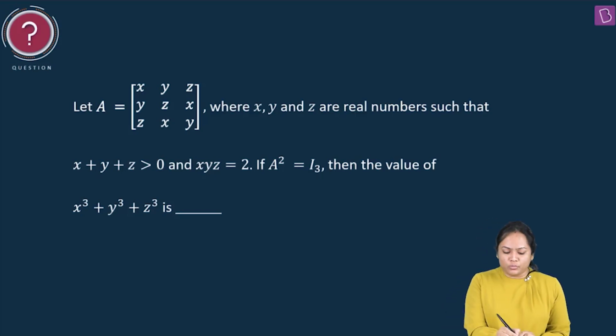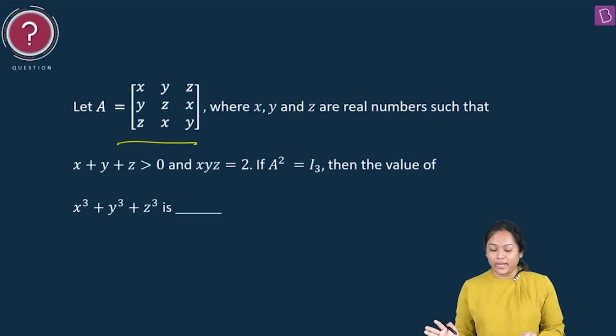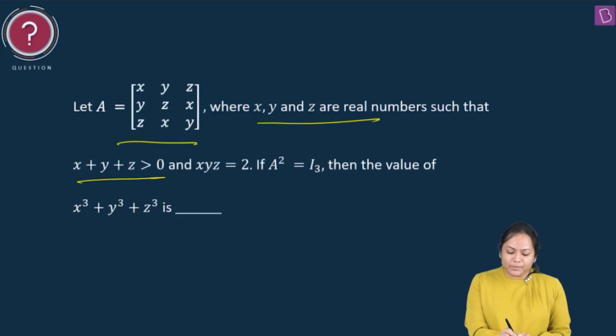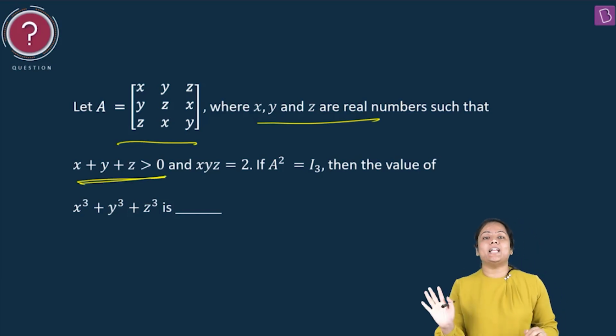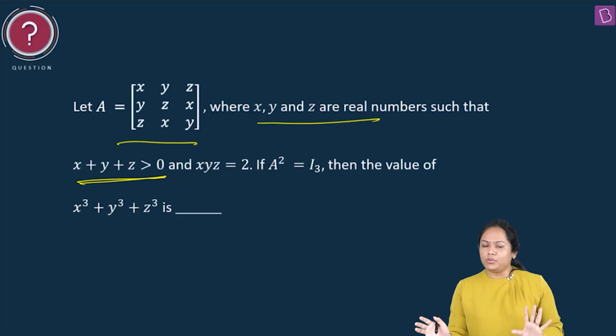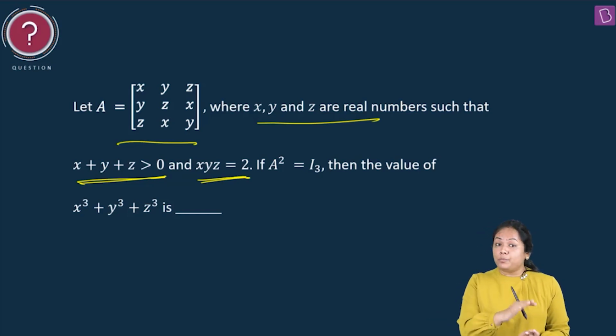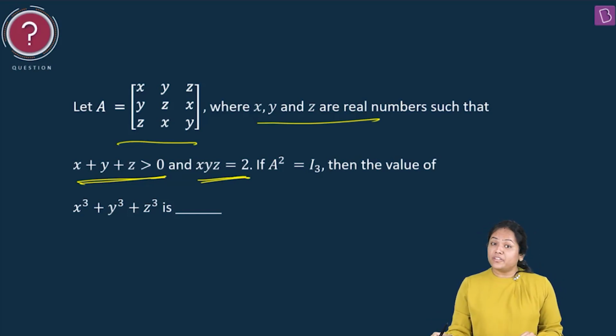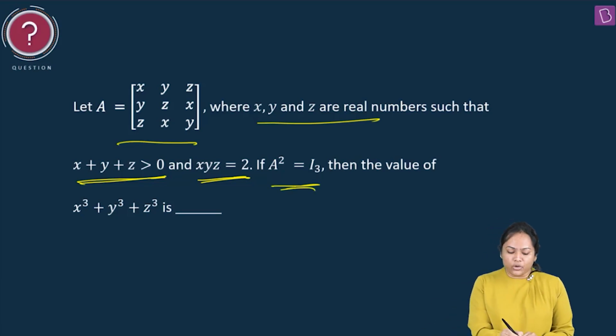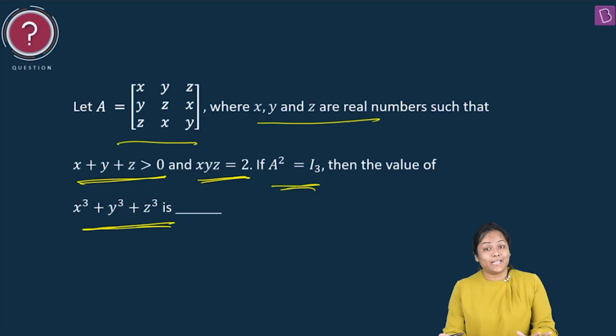A matrix is given to me as a symmetric one. It's x, y, z, y, z, x and z, x, y. X, y, z are real numbers. They have given one condition, x plus y plus z is greater than 0. That has to be used. Similarly, their product is equal to 2. Further, they have said that A square is an identity matrix. What is the value of x cube plus y cube plus z cube?